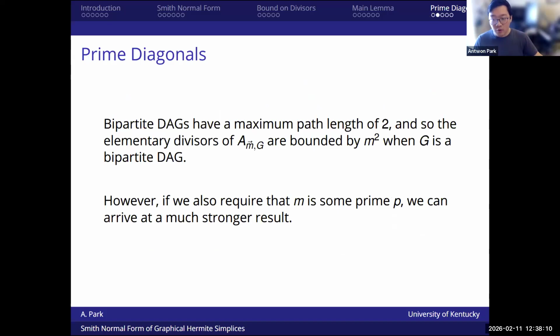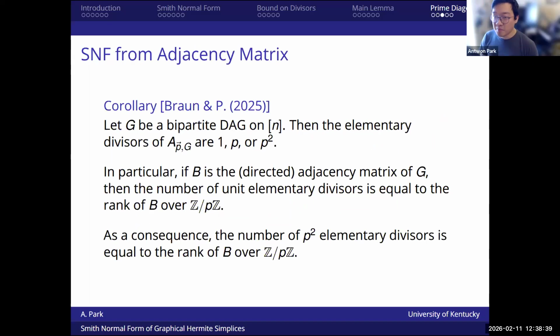So, by the previous result that we had, the elementary divisors of the graphical Hermite simplices, when you use a bipartite DAG, are bounded by m squared. We've been working with 6 as an m just to show that you don't need primeness at all. But here we are going to restrict to working with a prime. If you are working with a prime diagonal, the elementary divisors are 1, p, or p squared. That is obvious from the way you define the divisibility conditions on your alphas.